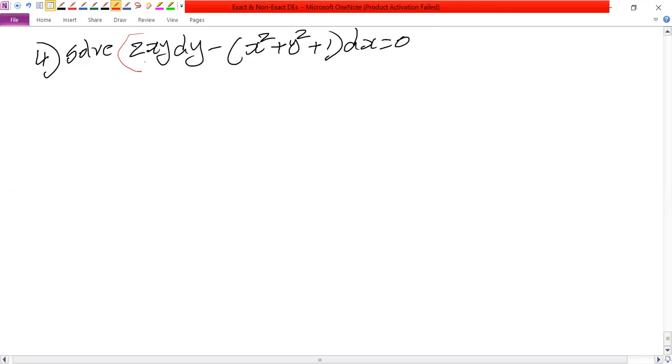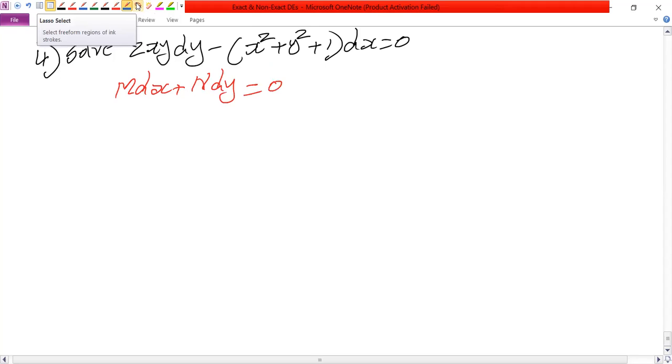Taking the general form M dx plus N dy. Now tell me, what is M here? Check it clearly. 2xy, then x² plus y², minus of (x² plus y² plus 1). That is given. So till now we discussed all the problems.